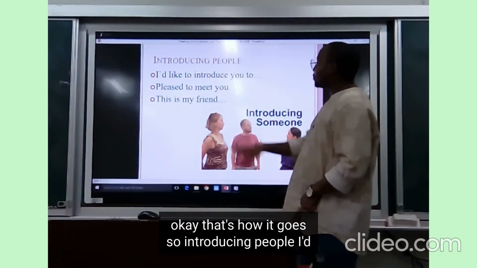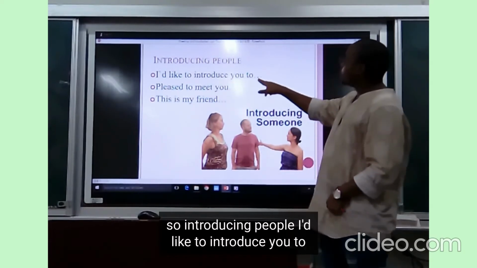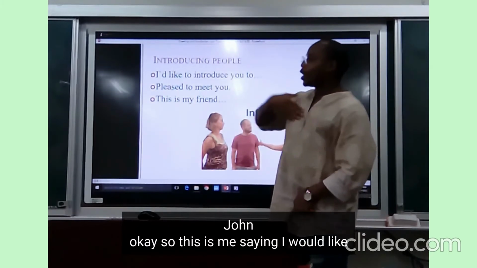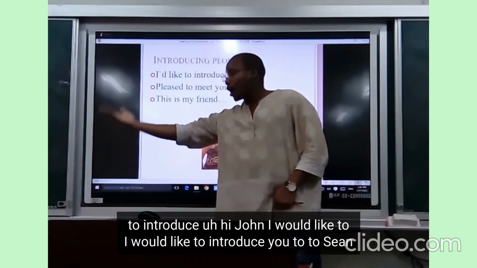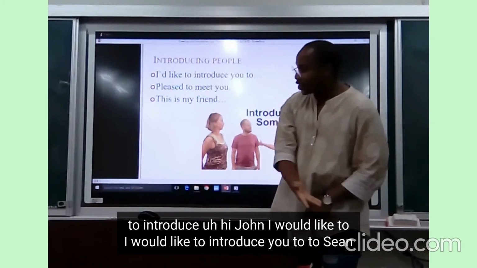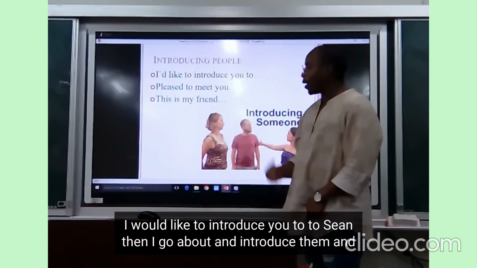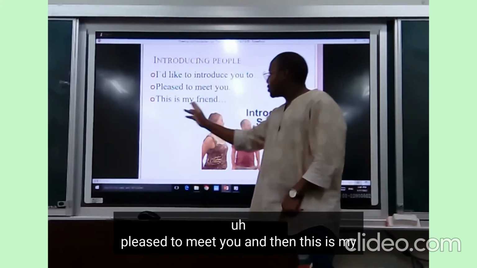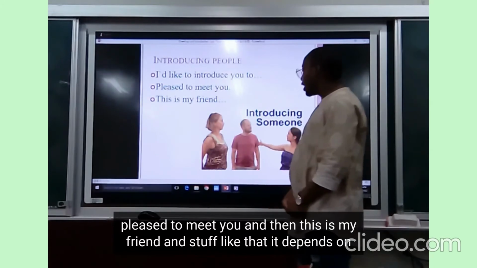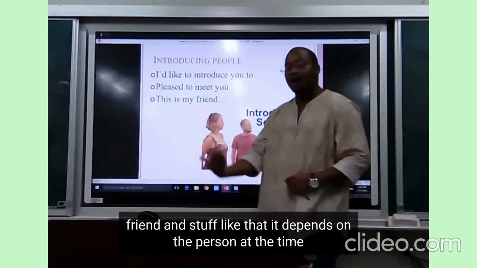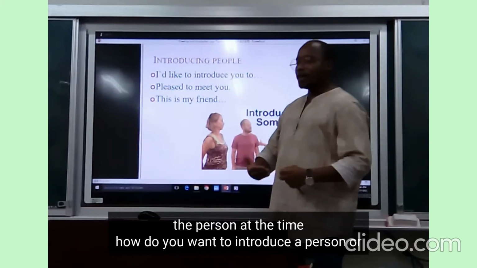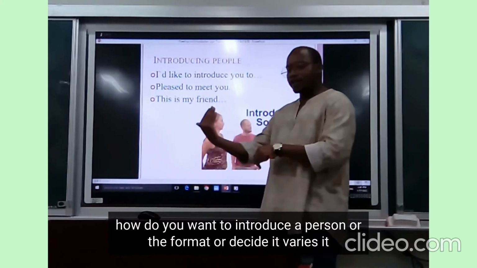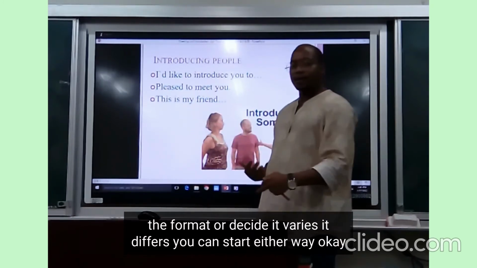So introducing people. I'd like to introduce you to John. Okay, so this is me saying I would like to introduce. Hi John, I would like to introduce you to Sean. Then I go about and introduce them, and then they would say, pleased to meet you. And then this is my friend and stuff like that. It depends on the person at the time. How do you want to introduce a person? The format or the style, it varies, it differs. You can start either way, okay?